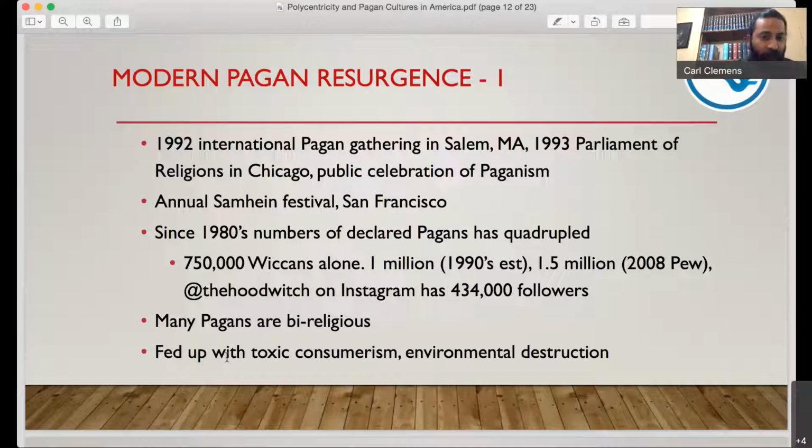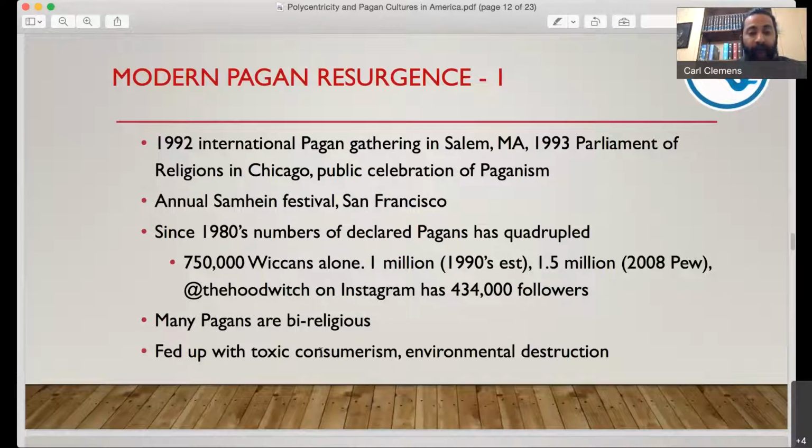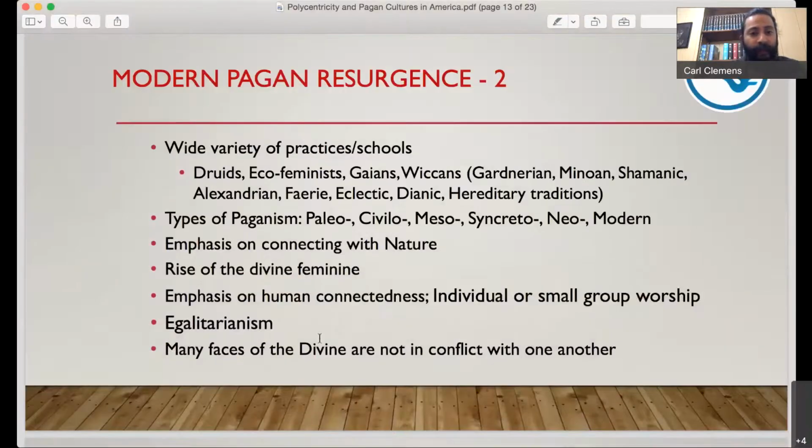Many people are led to modern paganism because they're fed up with toxic consumerism and environmental destruction, and they want a different idea of life, a different worldview. So there's a wide variety of practices and schools. You have Druids, Eco-Feminists, Gaians, Wiccans, and several different types of Wiccans. There are different types of paganism as well.